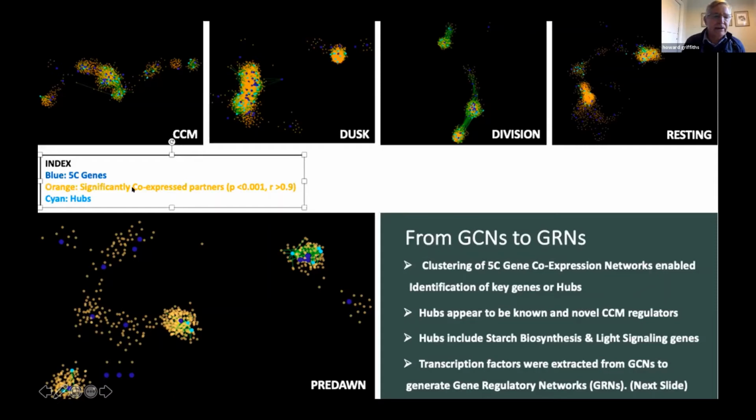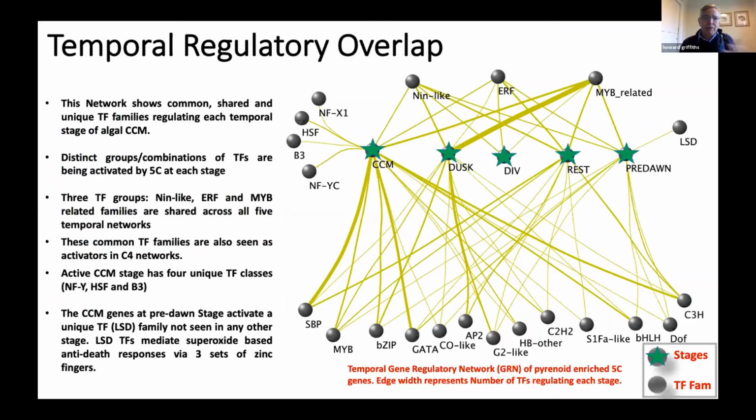And what we can find from this is that we get particular types of CCM regulators, which are acting as hubs, and these hubs include the specific regulators of starch and light signaling and transcription factors. So we are able then to couple this into this regulatory network, showing how these various genes and transcription factors overlap. And from that, identify specific families of transcription factors, which are in part common with the C4 pathway, and various classes of that are associated specifically with the active induction of the CCM or other stages of the CCM.